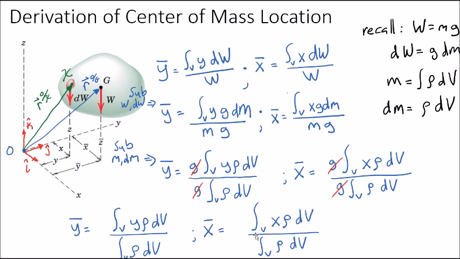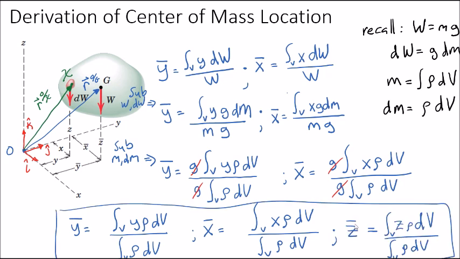We can derive z bar, the location of the center of mass in the z direction, using the same method we used for y bar and x bar, by simply rotating the mass so that the gravitational force acts in either the i hat direction or the j hat direction. That would give us that z bar is equal to the integral of z times the density dV over the integral over the entire volume of the density dV.